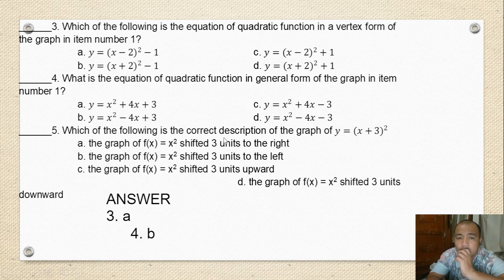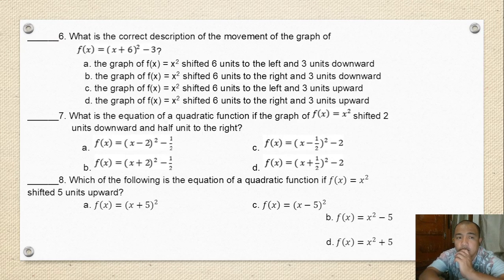Which of the following is the correct description of the graph y equals (x plus 3) squared? A, shifted 3 units to the right; B, 3 units to the left; C, 3 units upward; or D, shifted 3 units downward? What do you think is the answer? To the left, because plus. Plus is to the left, minus is to the right. So B is the answer, right?